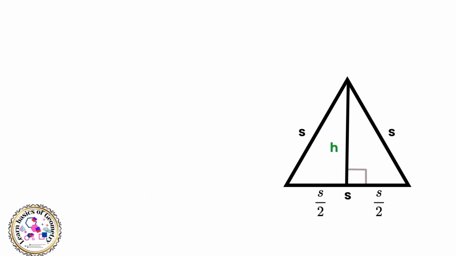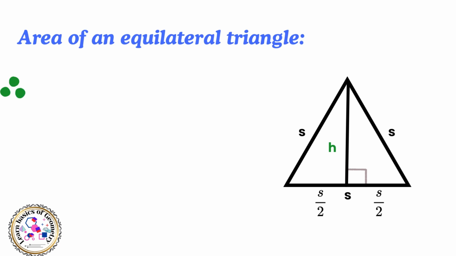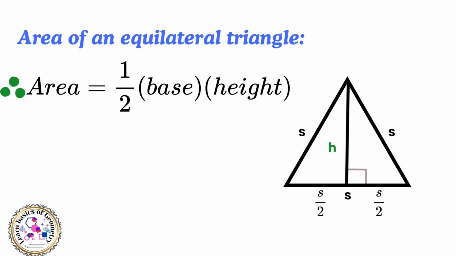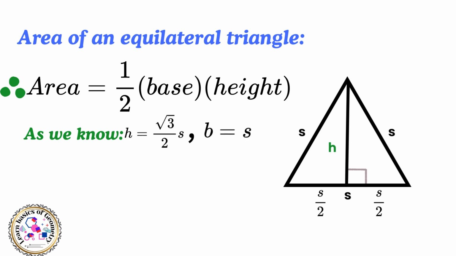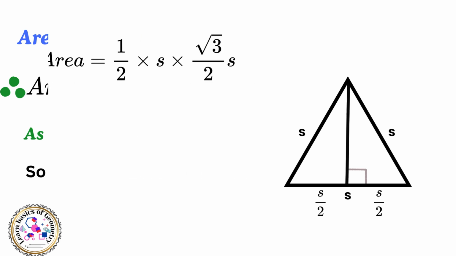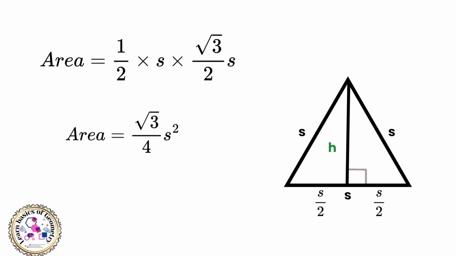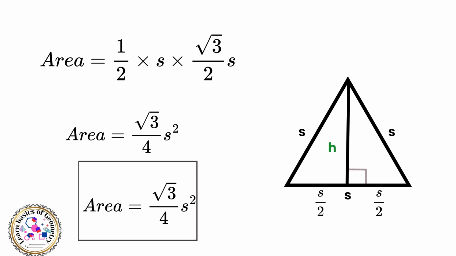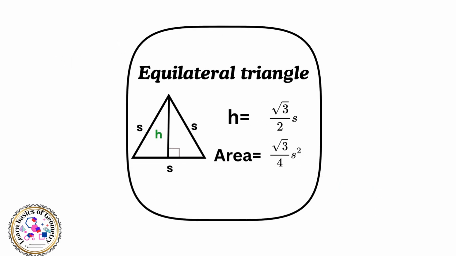Now let's use this to find the area. The formula for area is 1/2 base times height. The base is S, and the height is square root of 3 over 2 times S. Multiply it out. 1/2 times square root of 3 over 2 is square root of 3 over 4, and S times S is S squared. So we have the area is equal to square root of 3 over 4 times S squared. Perfect. We just derived the notes ourselves, so now we can trust them.